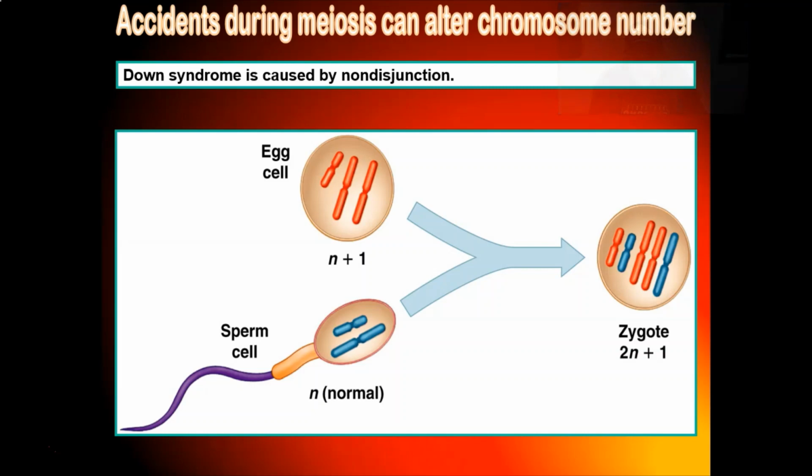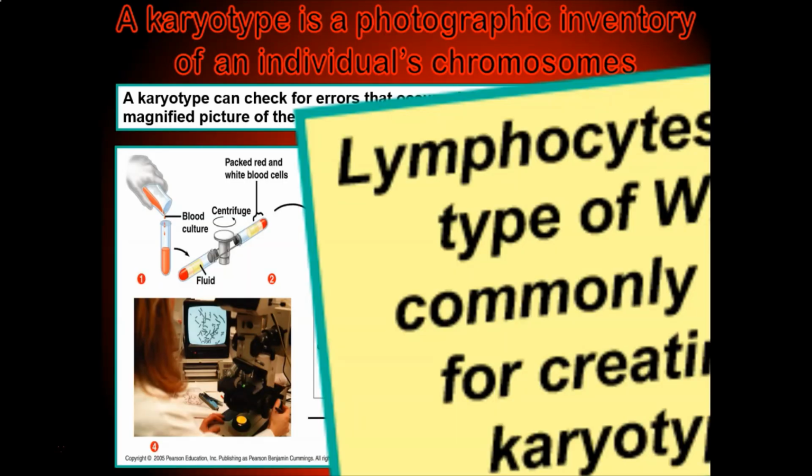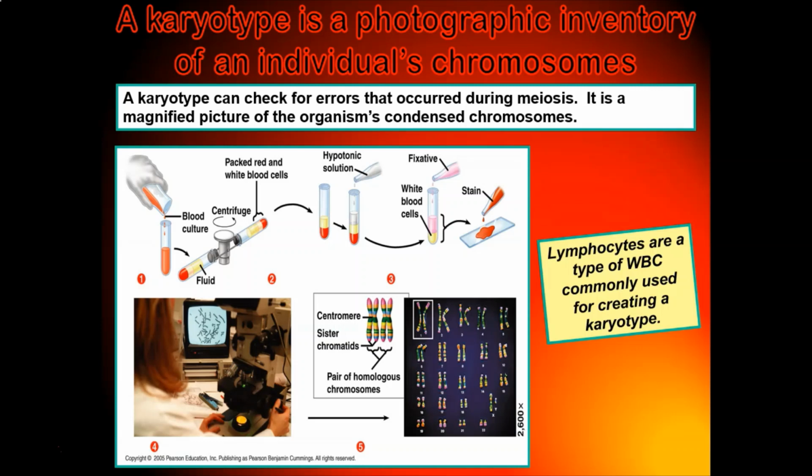Okay, so let's see here. You can have a karyotype performed. And a karyotype basically can check for errors that occur during meiosis. Okay, it's a magnified picture of an organism's condensed chromosomes. And oftentimes what they want to do is get a picture of like white blood cells that are dividing. And then scientists can stain them and you get this beautiful picture here, right?